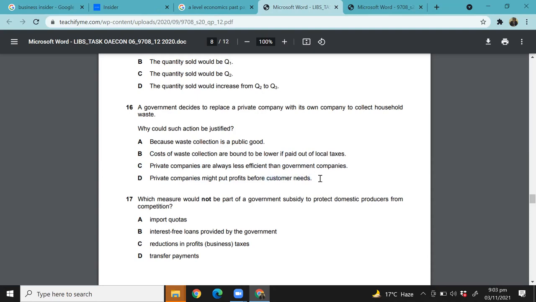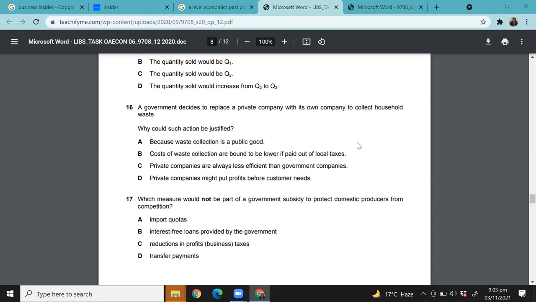So what is the reason? Why could this action be justified? So it's asking what is the reason for the government collecting the trash rather than a private company? That is what it asks in simple words. Why would the government want to replace a private company? That is what the question is asking.